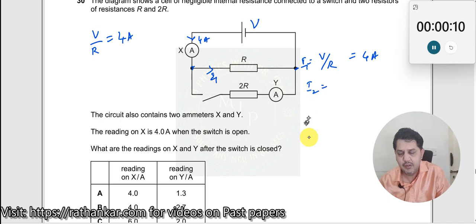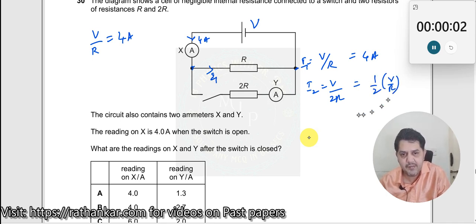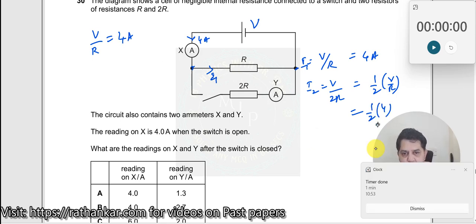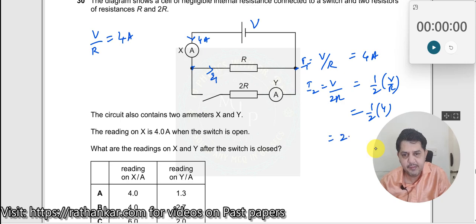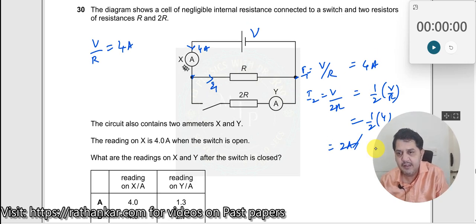What is I2? I2 should now be equal to V divided by 2R, because of the same potential difference, which is half times V by R. What is V by R? We already know it is 4. So if you substitute, this becomes 2 amperes. So here it is 2 amperes, and here it is 4 amperes.